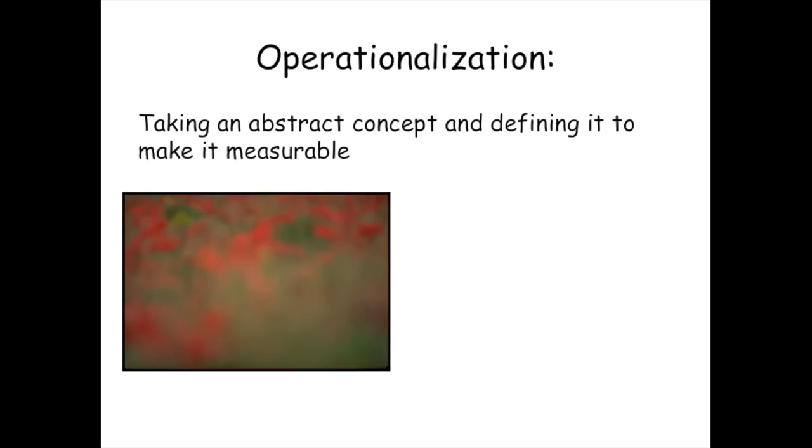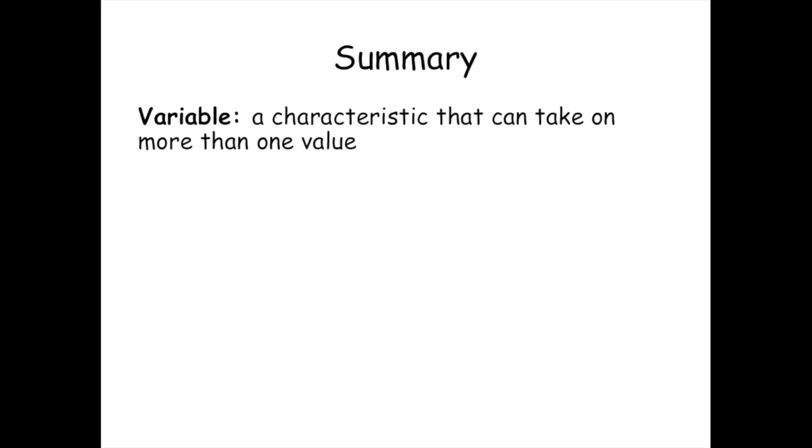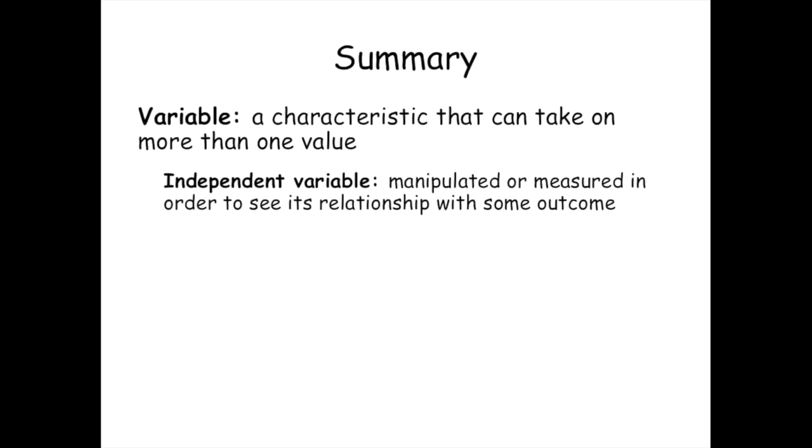So operationalization is a process that takes an abstract or fuzzy concept and turns it into something more clearly defined so that it can be measured. This is a critical step not only for the researcher, but also for future researchers who might want to replicate the study. To summarize, a variable is any characteristic that can take on more than one value in a particular study. The independent variable is one that a researcher manipulates or controls, in the case of an experiment, or measures in an observational study, in order to see its effect or relationship to an outcome of interest.